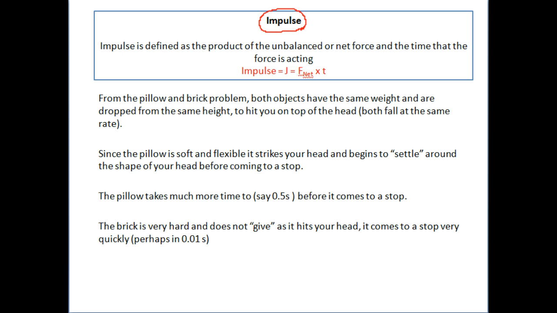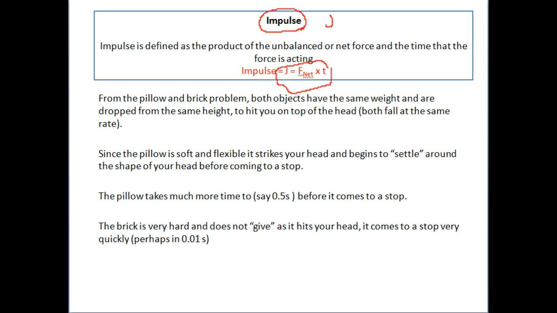Impulse is defined as the product of the unbalanced force or net force and the time that the force is acting on it. And summarized here by this formula, with the symbol J for impulse. So impulse is force net multiplied by time. From the pillow and brick problem, both objects have the same weight and drop from the same height to hit you on top of the head, and both fall at the same rate.